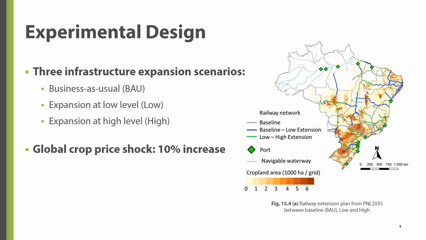In this study, three scenarios of infrastructure expansion are simulated. The business-as-usual scenario assumes no change in infrastructure from the 2017 baseline. The low-level expansion scenario assumes that only the ongoing infrastructure expansions are completed. And the high-level expansion scenario assumes that all planned infrastructure expansions in PNL 2035 are completed. All scenarios include a 10% increase in global crop price as the global shock.